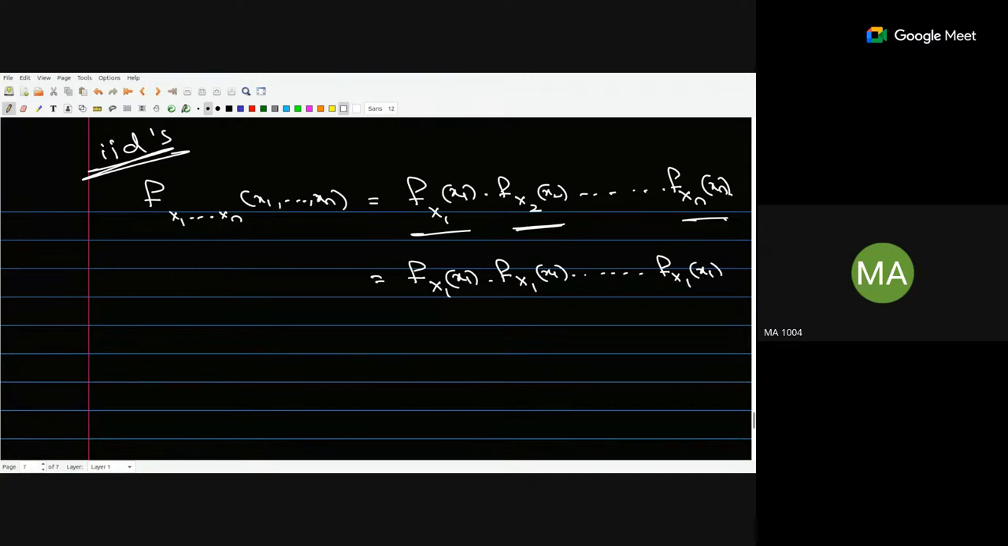As the second condition says, they have equal or identical marginal distributions. So the marginal distribution of x1 is the same as x2. That means we have this with us. F x1 of x1 is equal to this, is equal to this. All these terms are equal. So we are just multiplying equal terms n times. If I multiply 2 n times, what will I get? Will it be 2n? Sir, 2 to the power n. Yes, it will generate the power. So this will simply be F x1 of x1, whole power n.